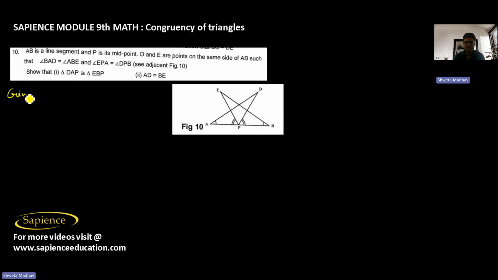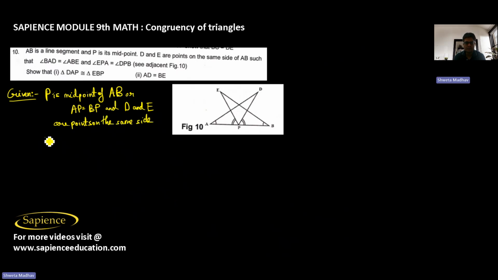Now first we will write what is given. The given is that P is the midpoint of line segment AB, hence I can say AP is equal to BP, and D and E are points on the same side of line AB, such that angle BAD is equal to angle ABE and angle EPA is equal to angle DPB.